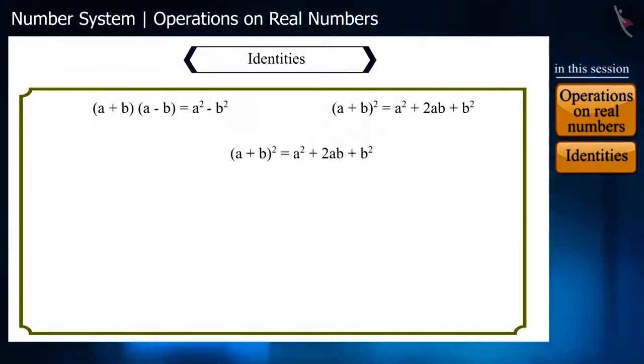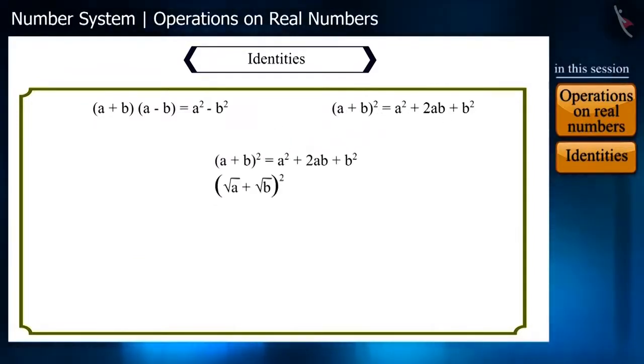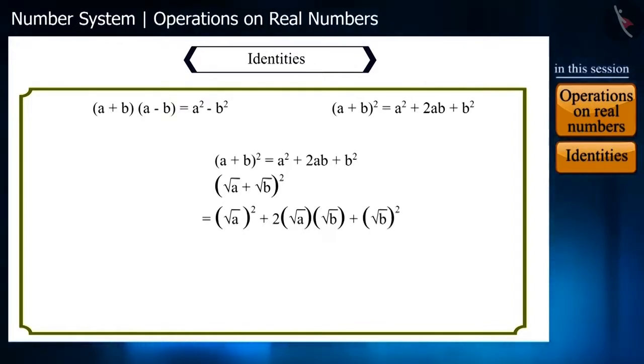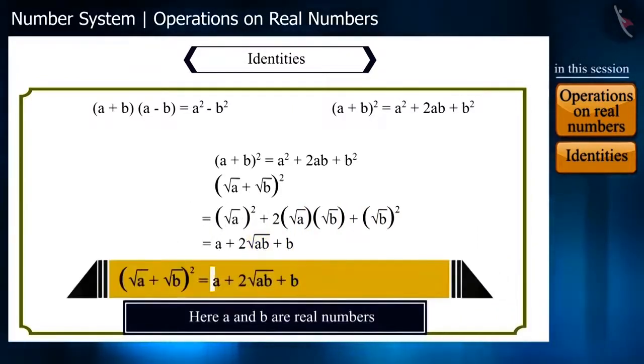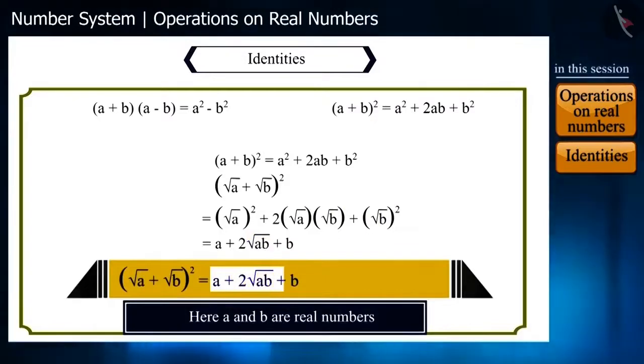Now, if we do the same process with the second identity, we will get root a square plus 2 root a root b plus root b square. And here, root a multiplied by root b will become root ab. And now we will finally get a plus 2 root ab plus b.